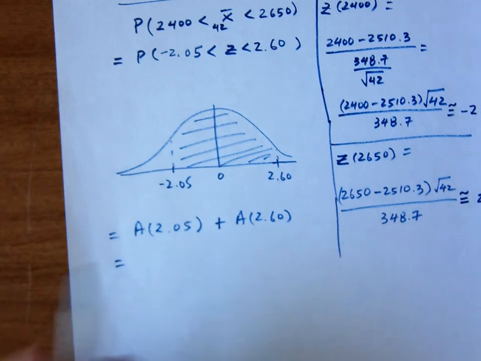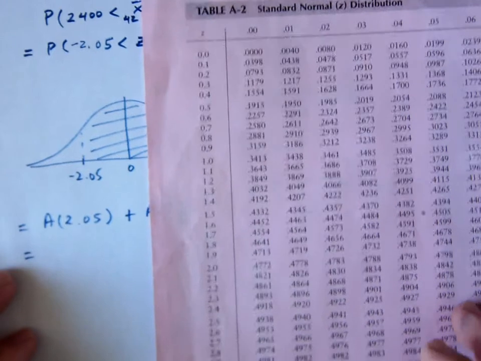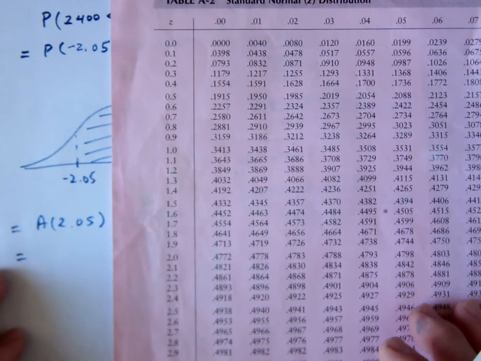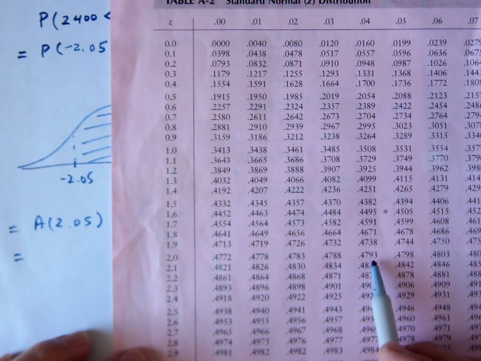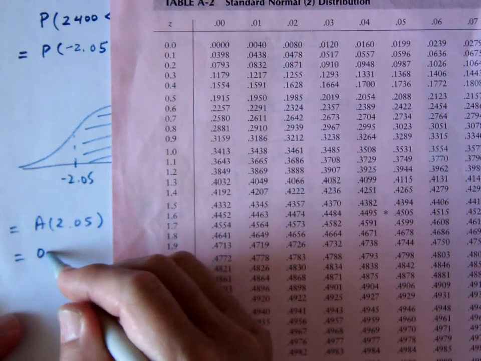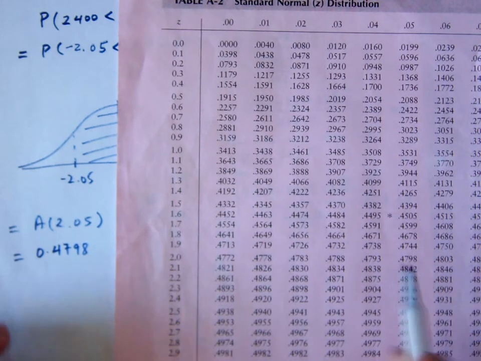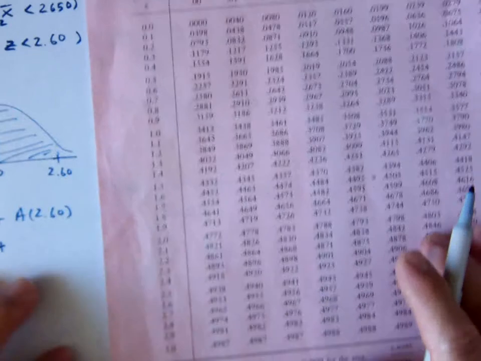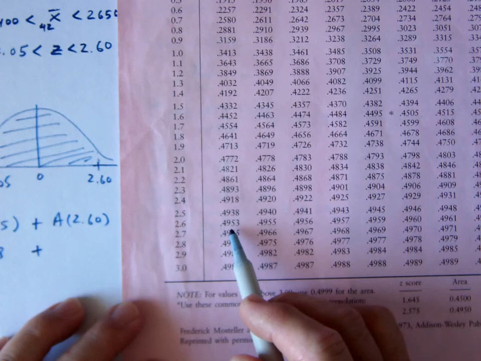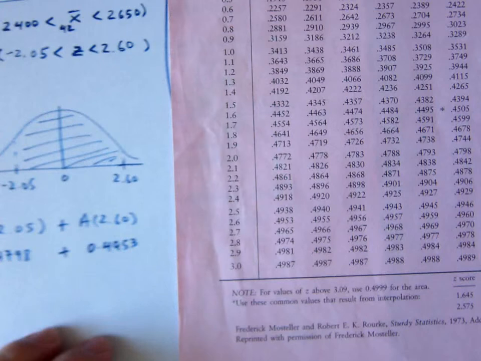So go to our good old table. What's 2.05? It looks like it's giving me 0.4798. Sorry, I first said 0.4698, but it's 0.4798. Plus 2.60, that should be pretty quick. 2.60 should just be 0.4953.